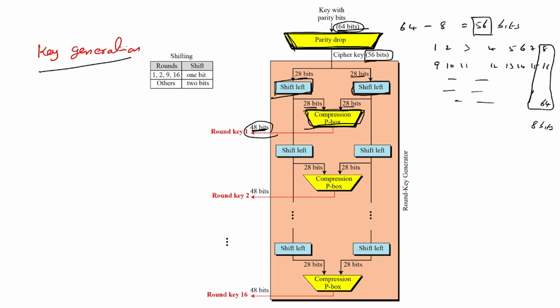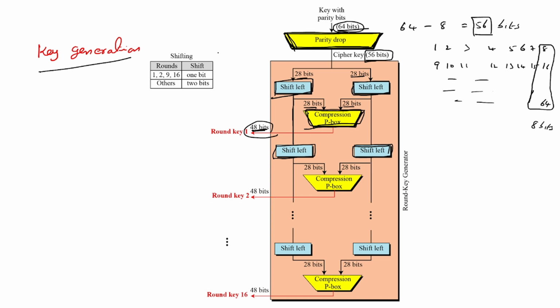Whatever the left half is will be given as input to the circular left shift, and the right half will be given as input to the circular left shift operation. Like this we need to perform 16 times. We need to perform the circular left shift operation 16 times.